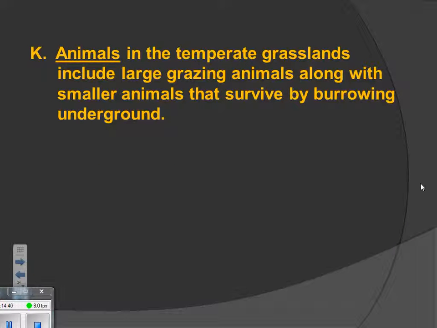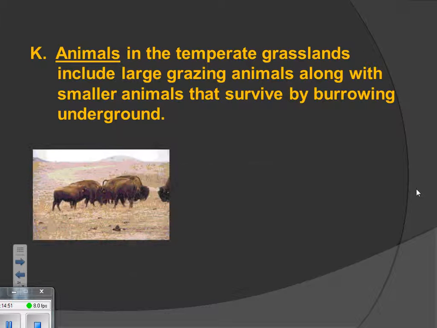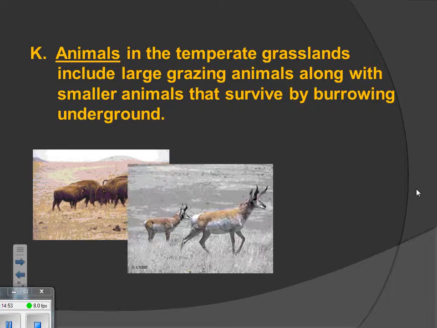Animals in the temperate grasslands include large grazing animals, along with smaller animals that survive by burrowing underground. So for instance, you have bison or any other kinds of grazing animals that you could have in these areas, and they tend to be large animals. These are not animals that would survive in a forest environment because there wouldn't be enough room.